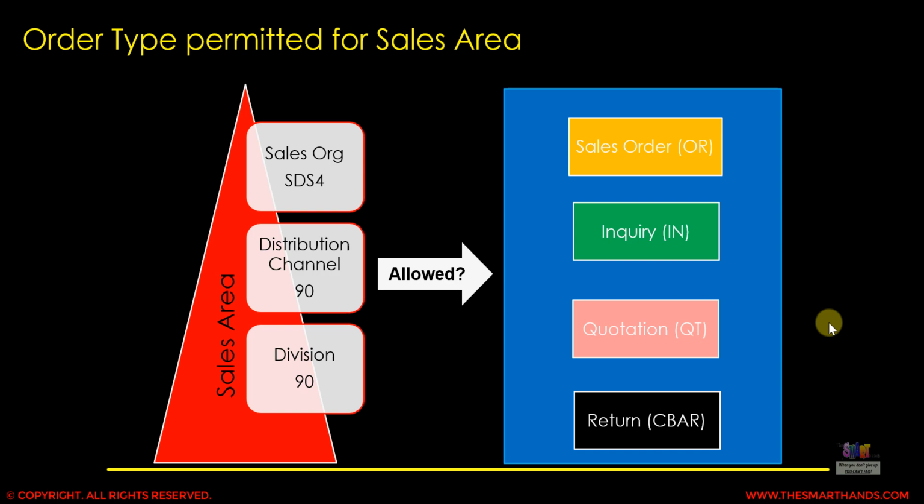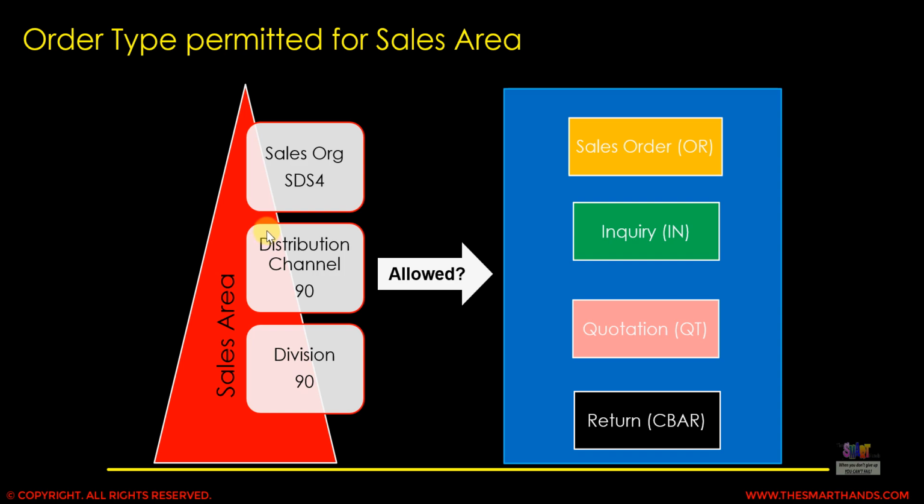So let's see this example. Say in your company you've got different sales areas. As you know, a sales area is a combination of sales organization, distribution channel and division. So you can have different combinations of the sales area, but your business wants this combination of the sales area to use only a specific order type. That means this sales area should be using only, say, order type OR, and you should not be able to create all different order types like inquiry or return order, for example, for this sales area.